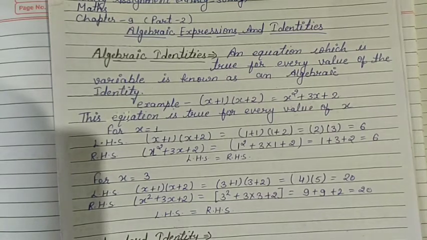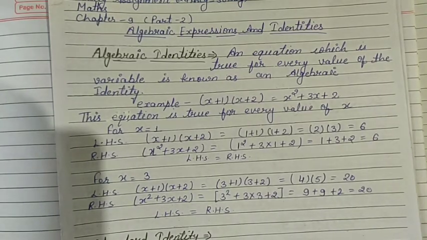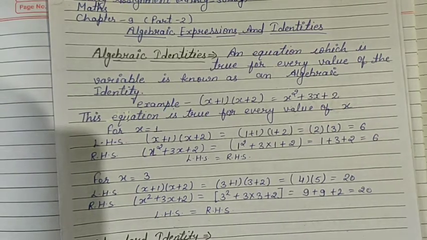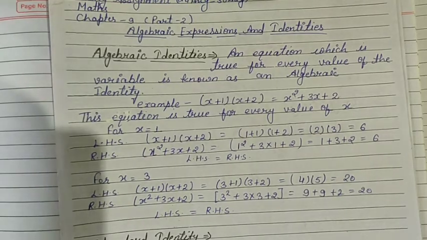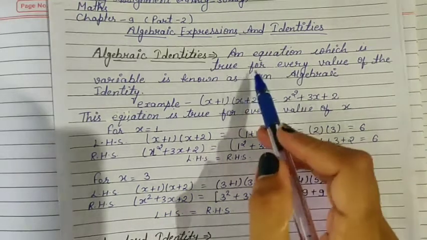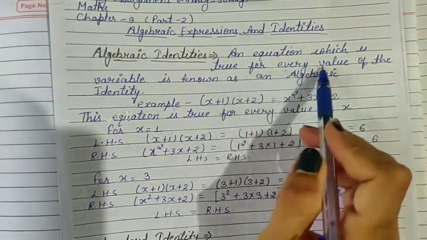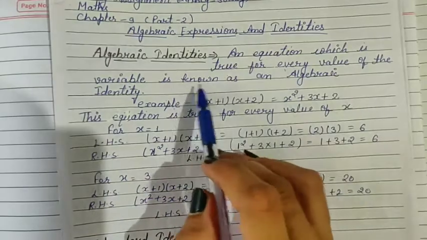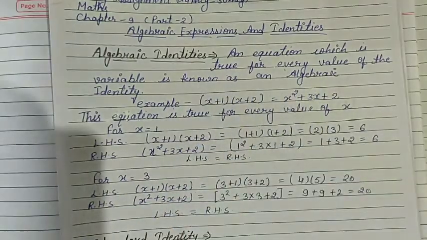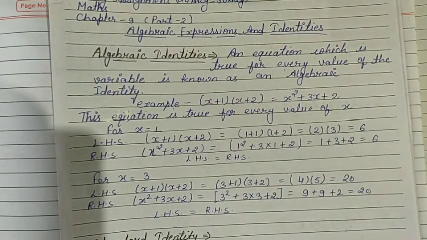Hello students, we were doing our chapter number 9, that is algebraic expressions and identities, and in this week we will do algebraic identities. Students, firstly, what are algebraic identities? An equation which is true for every value of the variable is known as an algebraic identity.